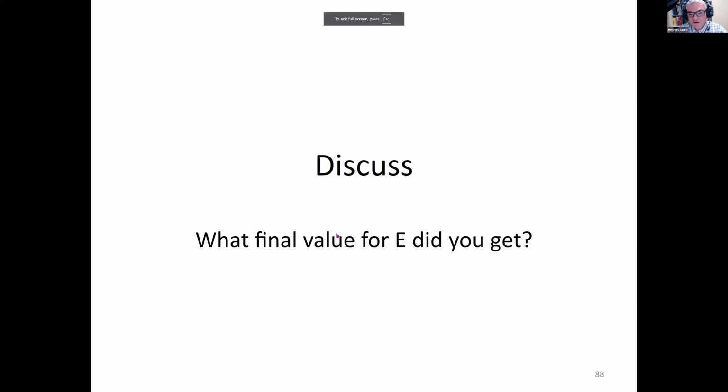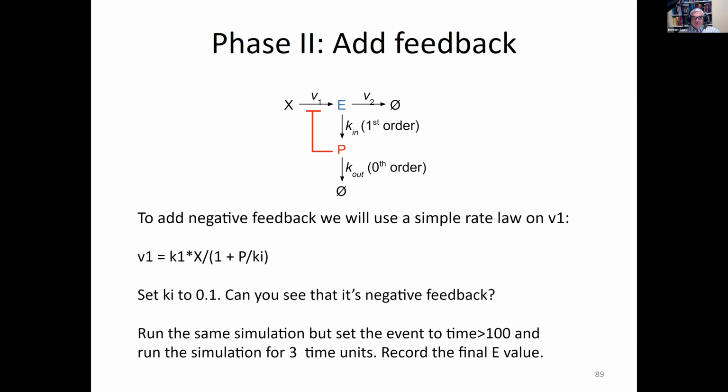So I said, what final value for E did you get? Well, it changed, right? It went up. It went up by a certain amount. All right. And then it stayed up. Okay. Right. Phase 2. So now add negative feedback, and all that means is changing V1.